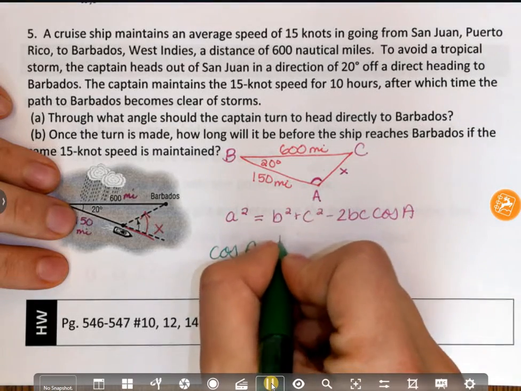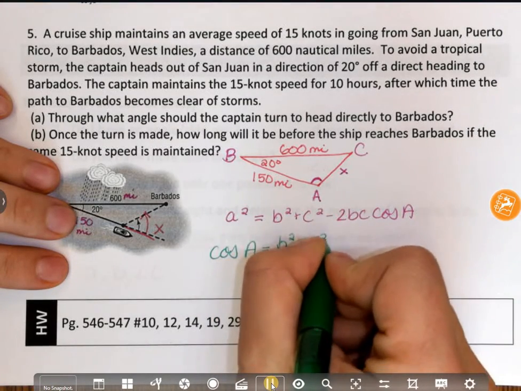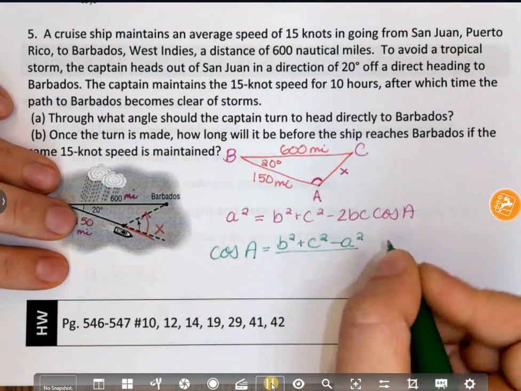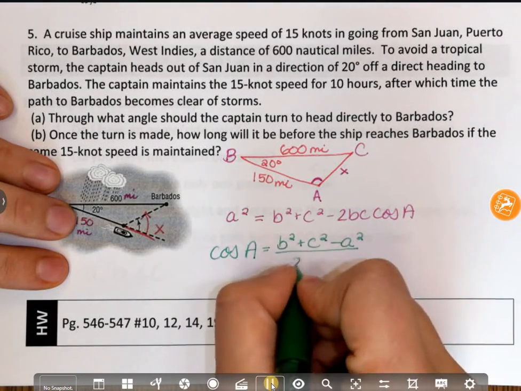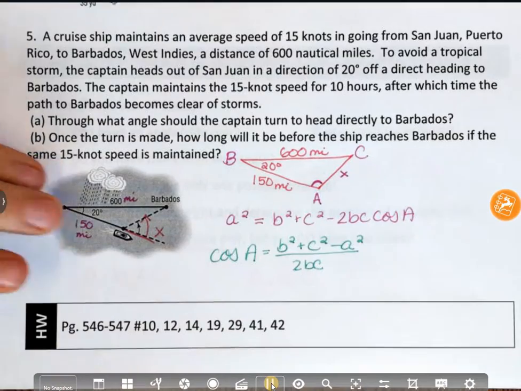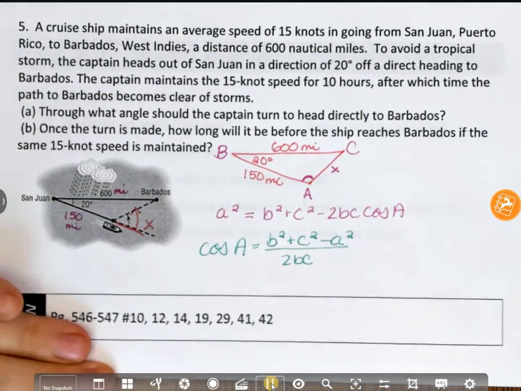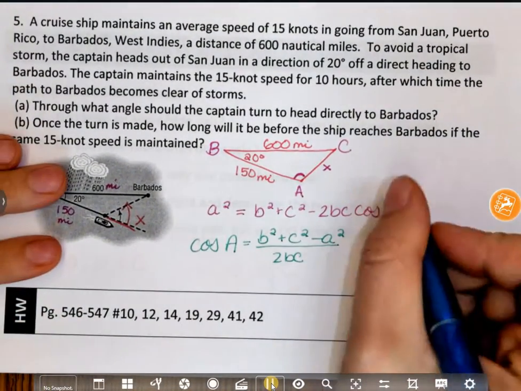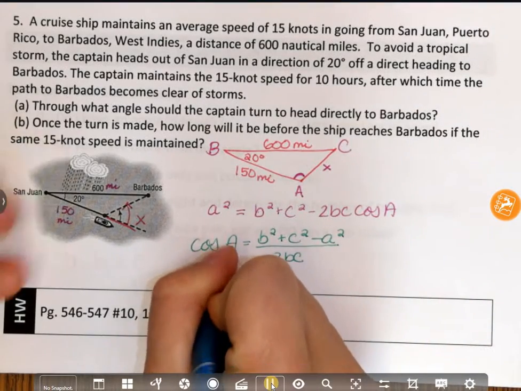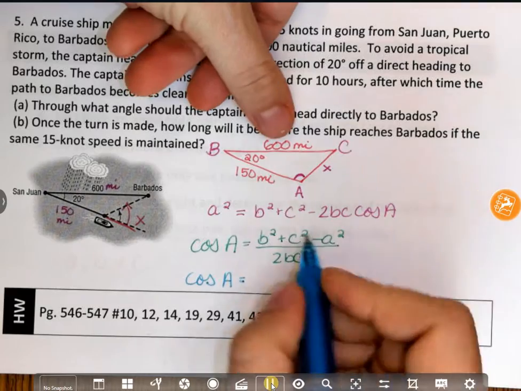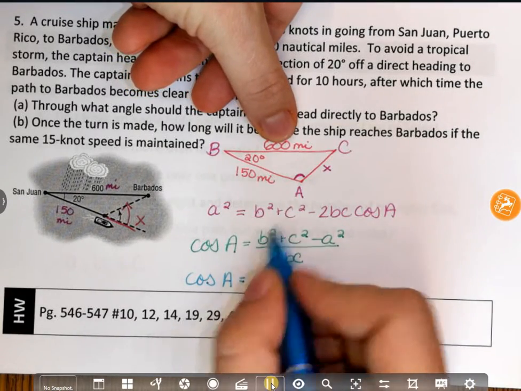I'm going to do b squared plus c squared minus a squared all over 2bc. To me, I get too confused when I have numbers in that place. I can do it better with letters. Numbers, for some reason, will get me all mixed up. So then I'm just going to say, okay, the cosine of my angle is, I'm going to take the two sides that I have.